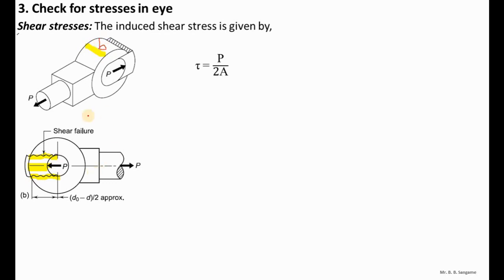Here, tau is equal to P by 2A, because you can see that there is a double shear failure at this area and at this area. So that is why the formula is tau equals P by 2A; I have multiplied the area by 2. Here the area is B into DO minus D, as we calculated during the design of the knuckle joint.